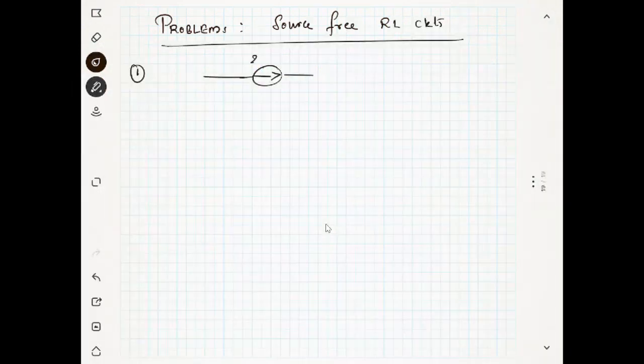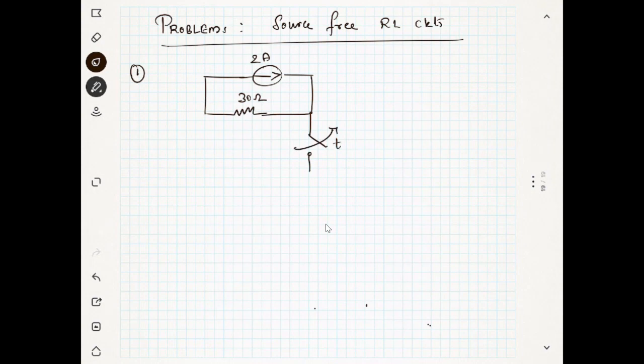The first problem: you have a 2 ampere current source, and there is a 30 ohm resistance connected to the current source, like this. And there is a switch here, and at t equal to 0 you are opening the switch. That is the meaning of this kind of notation. The switch was closed for a long time, and at t equal to 0, you are opening the switch. I hope it is clear.